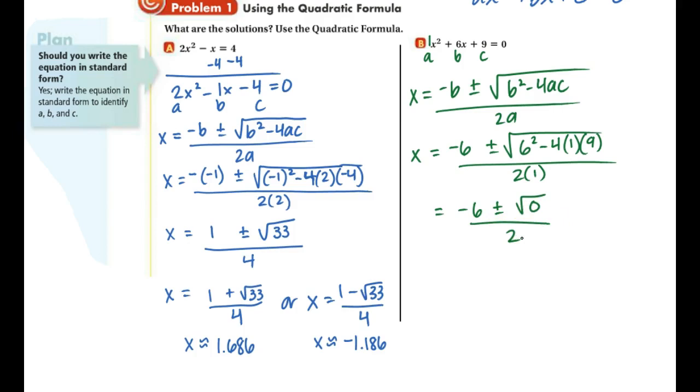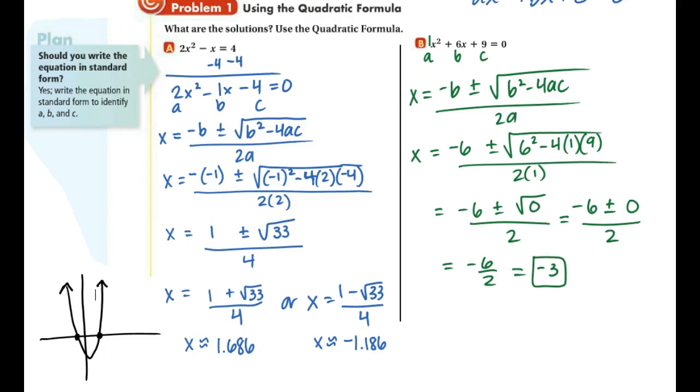Well, you know that the square root of 0 is just 0. So essentially we have negative 6 plus or minus 0 divided by 2. Usually we get two solutions, but in this case, adding or subtracting 0 doesn't change our answer. So we're really only getting one solution here. We have negative 6 over 2, and that equals negative 3. So our solution for this quadratic is negative 3.